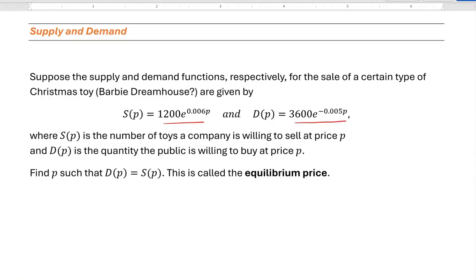0.005p. So we have the supply with an exponential growth and the demand exponential decay, and that's based on p, the selling price. Price is p, so it kind of makes sense that the higher the price, the lower the demand, because if it gets too expensive, people aren't going to buy it, right? And then if you put the price high, your supply is probably going to go up because you're going to have a bunch left over. Nobody wants to buy. So there's a balance there, right? Supply and demand are going back and forth.